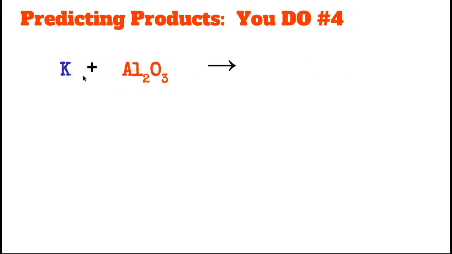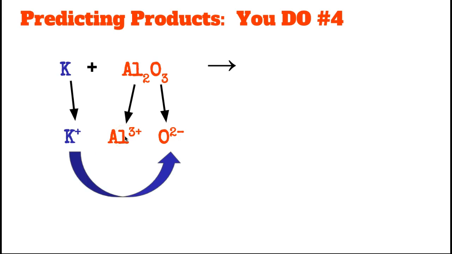So we're going to write the charges. Potassium is a group 1 metal on the periodic table, so it's going to have a +1 charge. Aluminum always has a +3 charge. And then oxygen, because it's a group 6, is going to be a -2. Positive is going to replace positive, so potassium is going to replace our aluminum. And so we're going to get potassium with oxygen, and aluminum is going to be out on its own. So we're going to have potassium and oxygen, and aluminum by itself.